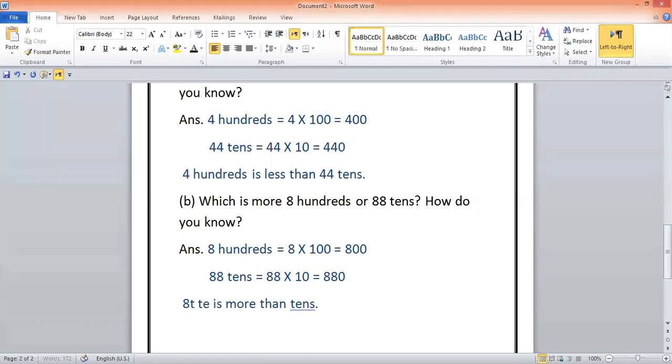You will say 88 tens is more than 800. It is 880, not 88. Fine now. 88 tens is more than 800. Is it okay now? 88 tens is more than 800.